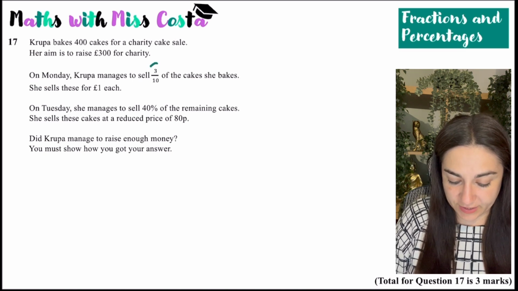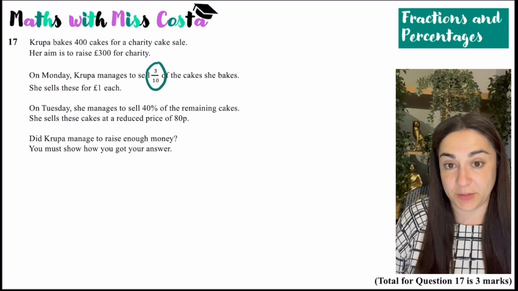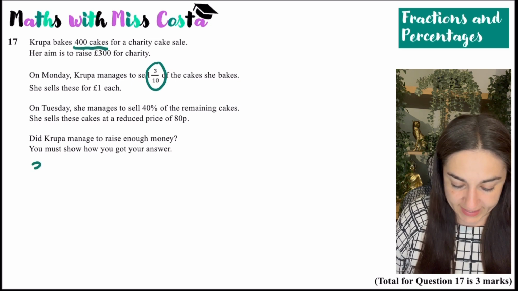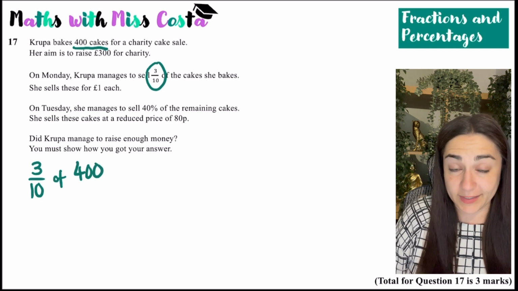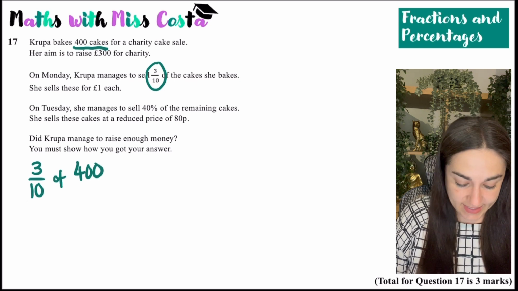Okay, so on Monday, she sells 3/10 of the cakes she bakes. She bakes 400 cakes. So I'm going to need to work out 3/10 of 400. Now, there's lots of ways that you can do this again.